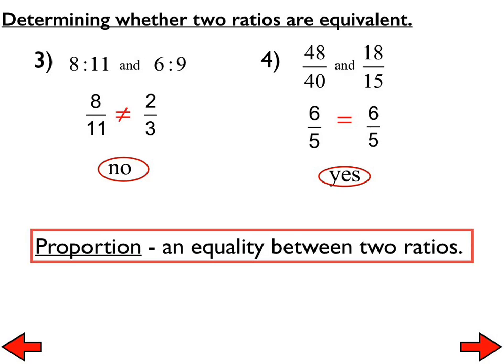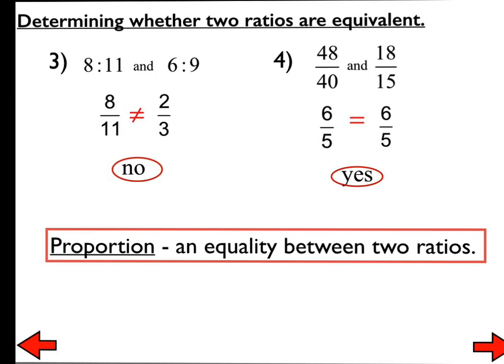So I want you now to do those 4 problems again. Now you're stating whether they are a proportion or not. Go ahead, I'll give you about 30 seconds. All the work you just did, so 30 seconds is probably about 15 seconds too long.